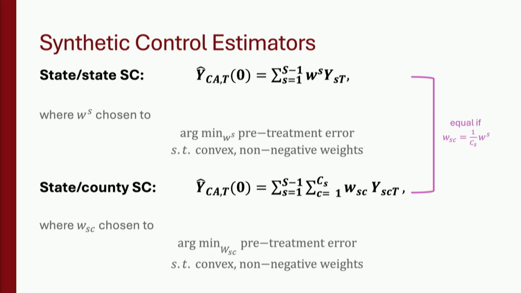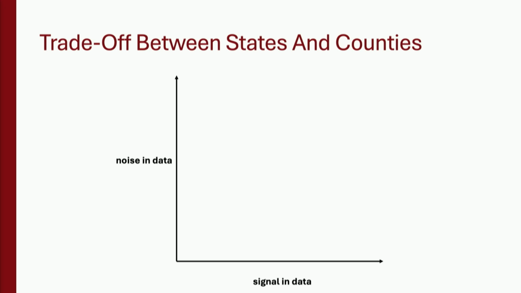Now, how can we trade off between these two estimators? The intuition is that this trade-off is mainly driven by two components in the data. The first one being the signal contained in the data, so the signal contained by the states and the counties, and the noise in the data. So here I'm plotting the signal against the noise in the data. In the ideal world, the data we'd like to be using contains a very high signal and ideally no noise. Now, of course, we're not in an ideal world, so we always deal with some of that.